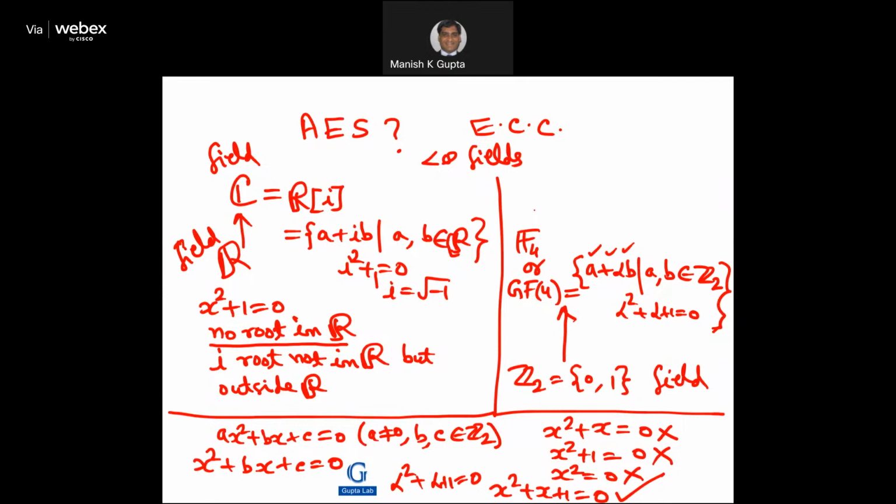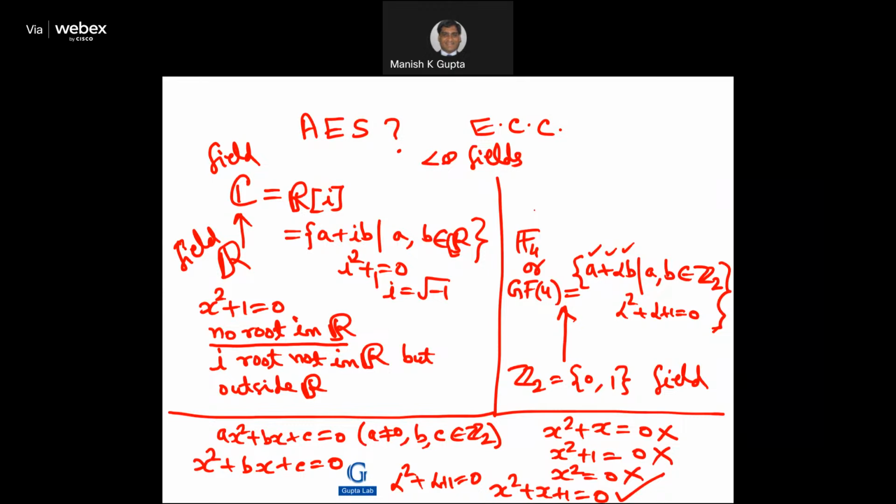Now, if you take a polynomial of degree 2, what is the most general form? It's ax square plus bx plus c is equal to 0, where a is not equal to 0. Normally we know that if a, b, c are reals or complex, you can apply the Sridharacharya formula and find the roots. Sometimes they are real, sometimes complex, and so on. Now, the best thing is here.